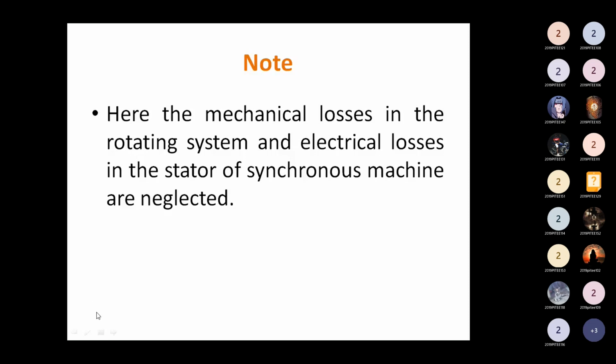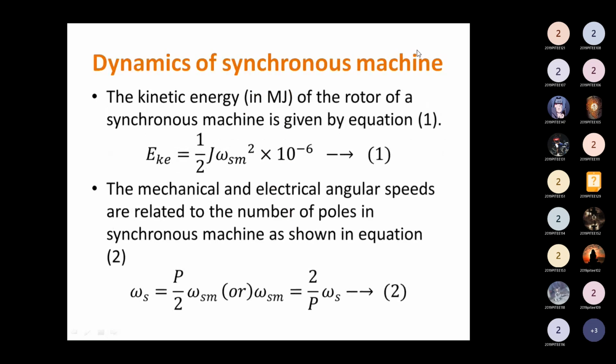Now I move on to the derivation from the basis of your rotor kinematics, the dynamics of the synchronous machine. First I have to get my kinetic energy. The kinetic energy in megajoules of the rotor of a synchronous machine is given by equation number 1. This is my general equation: EKE equals 1 by 2 times J omega SM squared into 10 power minus 6. You know that J is the moment of inertia and omega SM is your mechanical speed. I am naming the equation as 1.